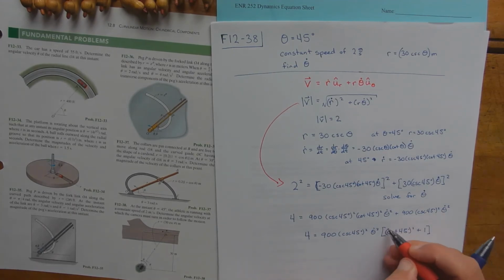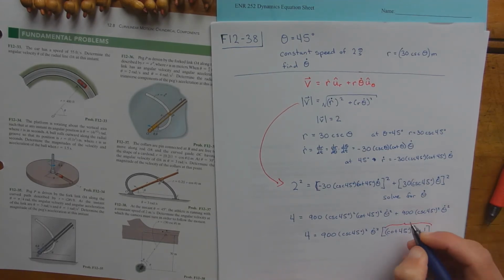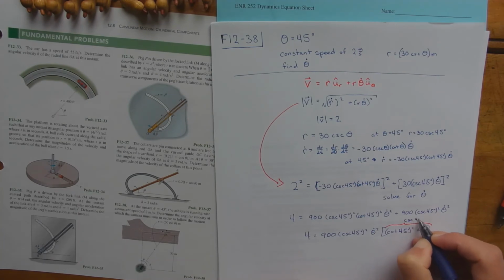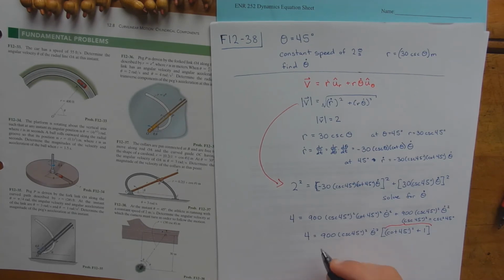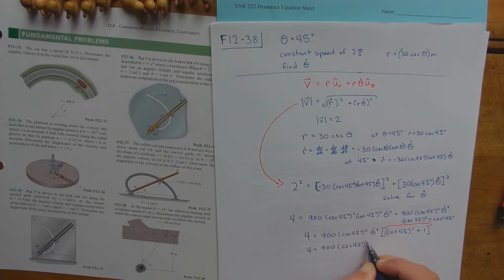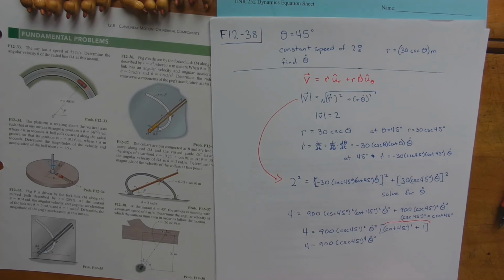So this is just cosecant of 45 degrees squared. And although I've been writing it like this just because I thought it might be easier for this problem, that is the same as cosecant squared of 45 degrees. So you're squaring the whole thing. So this is now cosecant of 45 degrees to the 4th power times theta dot squared. We can go ahead now and solve for theta dot.